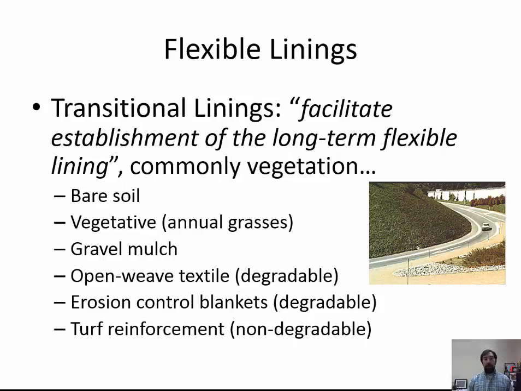Transitional linings facilitate the establishment of the long-term flexible lining, and these are commonly vegetated. We could have bare soil, vegetation such as annual grasses, or gravel mulch. We could use open weave textiles that are degradable and will degrade over time, and by the time they degrade, hopefully the long-term lining is in place. It might be vegetation, erosion control blankets or mats, and then again turf reinforcement.